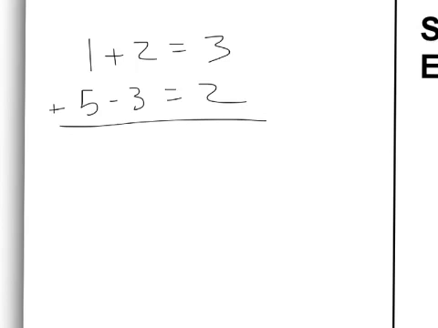What if I just said 1 plus 2 equals 3 and 5 minus 3 equals 2, and I wanted to just add these equations together? I could do that, watch. 1 plus 5 is 6, 2 and negative 3 is negative 1, 3 and 2 is 5. Look at that, 6 minus 1 equals 5. It's true. It'll always be true because we're just adding equations together.